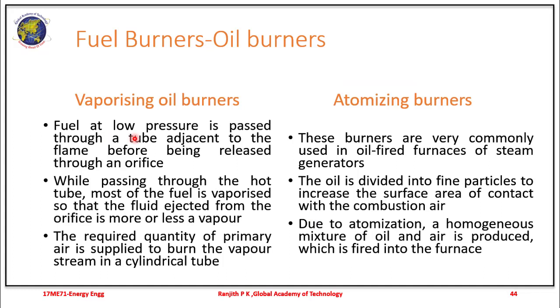In case of vaporizing oil burners, the fuel at a low pressure is passed through a tube adjacent to the flame, before being released through an orifice. So the liquid oil is formed into a vapor and is then passed through an orifice. While passing through this hot tube, most of the fuel gets vaporized, so that the fuel ejected from the orifice is more or less a vapor.